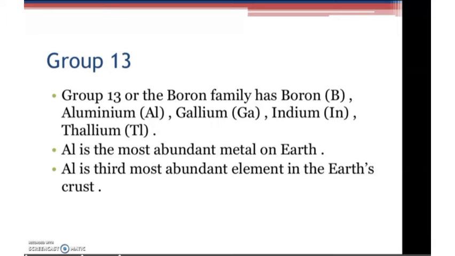Group 13 elements are known as the boron family. Why? Because the first member in the group is boron. So the entire group is known as the boron family and it consists of the elements boron, aluminium, gallium, indium and thallium. In this group, aluminium is the most abundant metal on earth, and aluminium is the third most abundant element in the earth's crust. So aluminium is a really important thing in our daily life too.